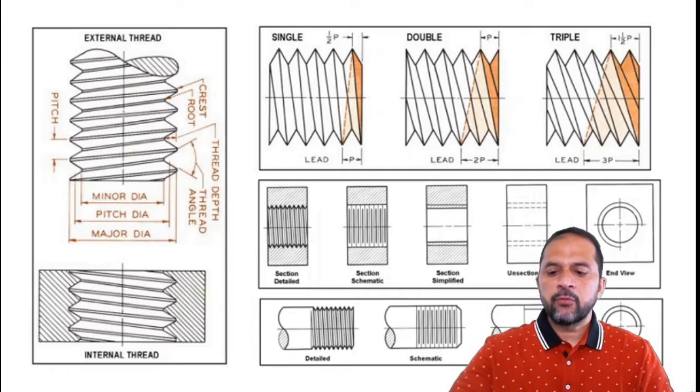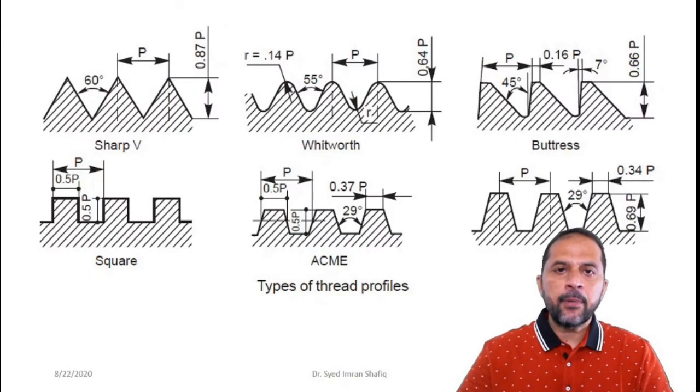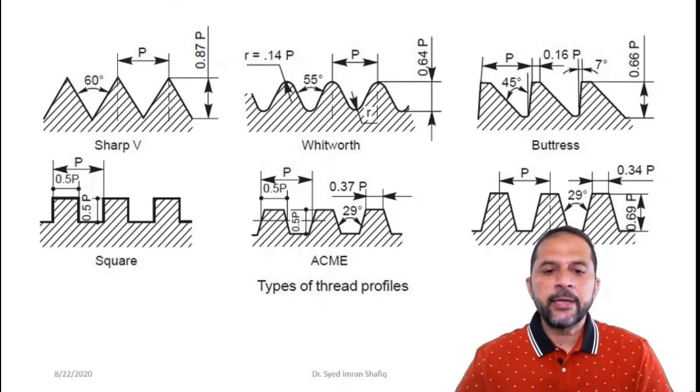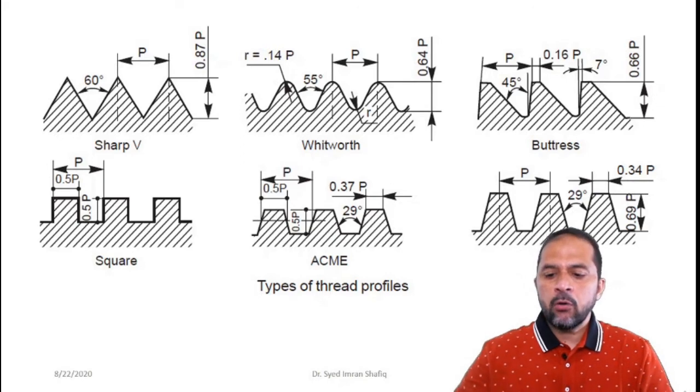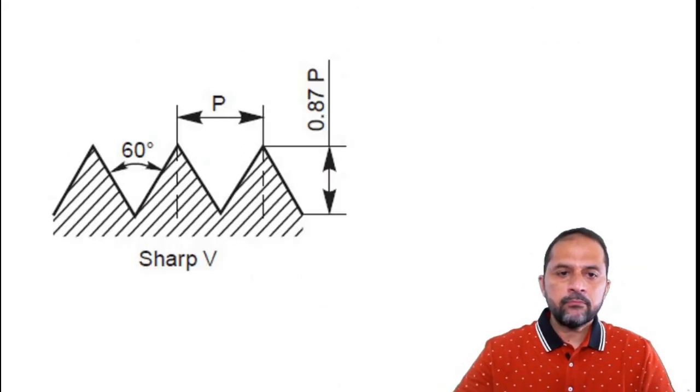So we will move ahead to the main part of this lecture, that is types of thread profiles. There are various kinds of thread profiles as shown in this figure. The first one is sharp V, then Whitworth, then buttress, square, acme, worm, and there are many more. But once you know how to draw these, you can draw the other forms of threads also. So we will see how these are drawn.